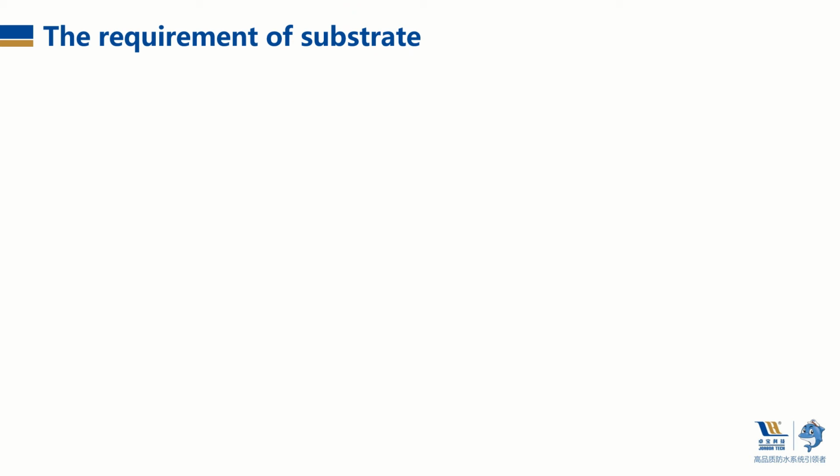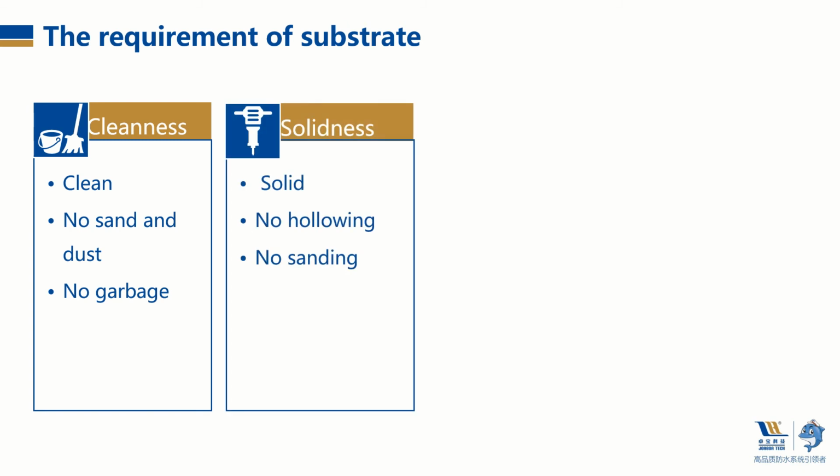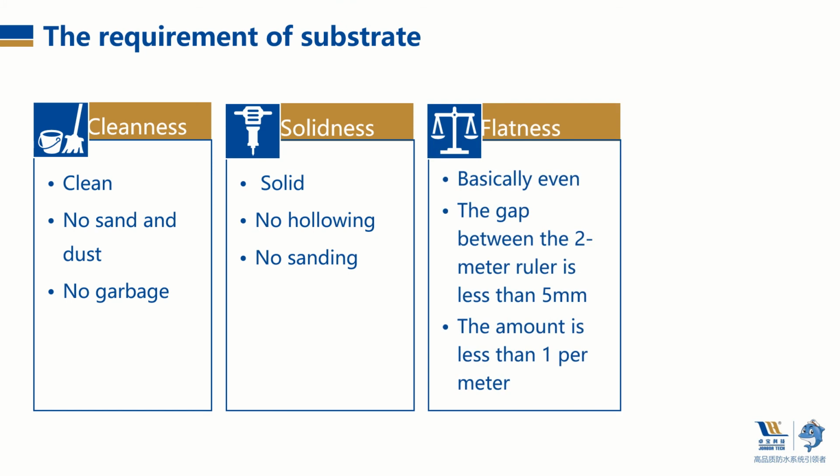Wet application has low requirements for the substrate. About the cleanness, clean, low scent, low dust, low garbage is okay, and the substrate should be solid with low hollowing and sanding. Basically even is okay for wet application. We can check with a 2-meter ruler. The gap under the ruler should be less than 5 mm and the amount should be less than 1 per meter.